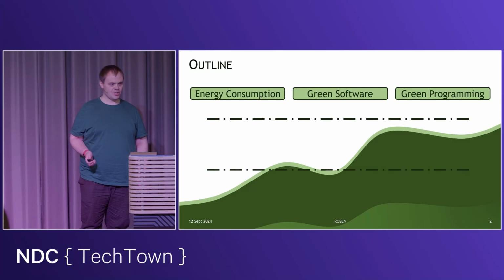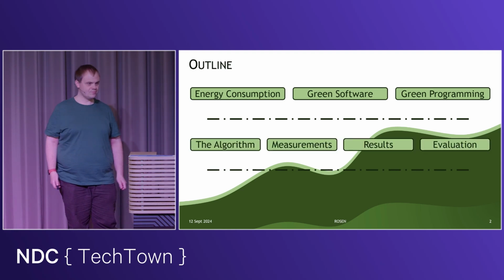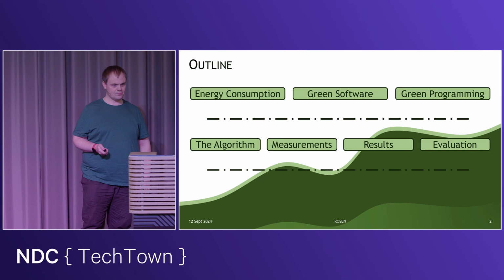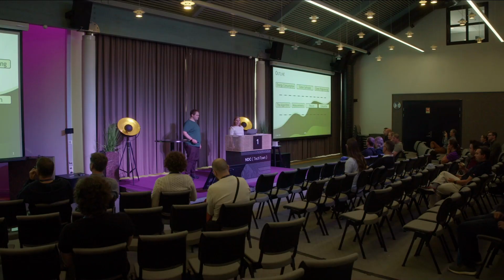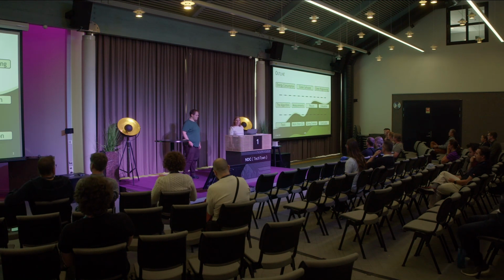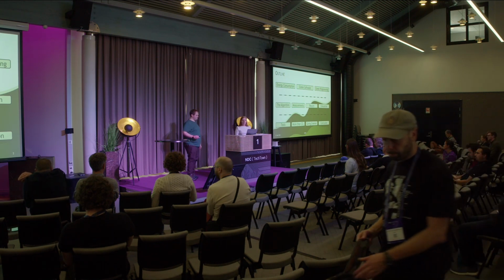We will start with a general introduction into the rising problem of energy consumption. Afterwards, we will define the term green software and move on to green programming. Then we will present the algorithm we are going to use to create our own experiment and share the results and an evaluation based on our findings. Lastly, we will go over some tools, other environmental aspects, possible steps you can take to move to a greener product, and end with our conclusion.